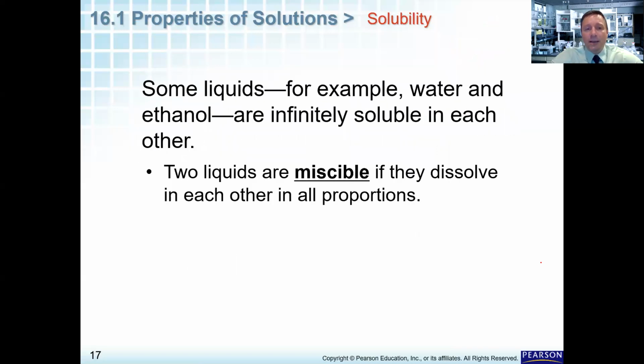Some liquids, for example water and ethanol, dissolve in each other. It doesn't matter how much. If you have alcohol and water and you pour it into one another, it's an infinite amount. And that's called miscible. Two liquids are miscible if they dissolve in each other in all proportions. Please make sure you make note of that. Alcohol and water is a great example. You can pour any amount of either, and they will always dissolve together no matter how much. That's called miscible.